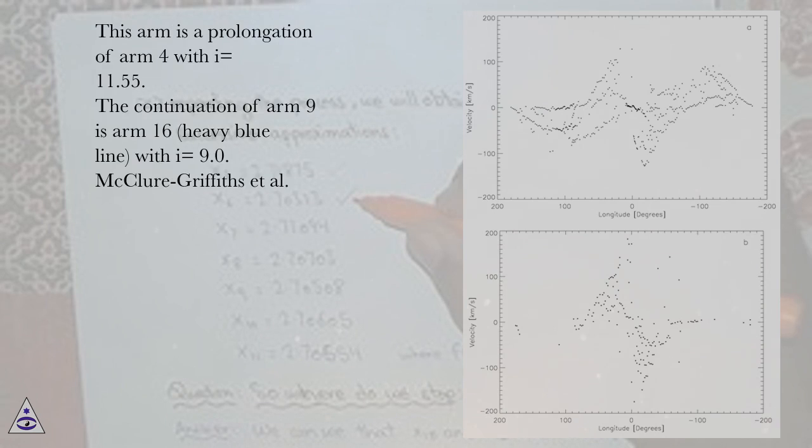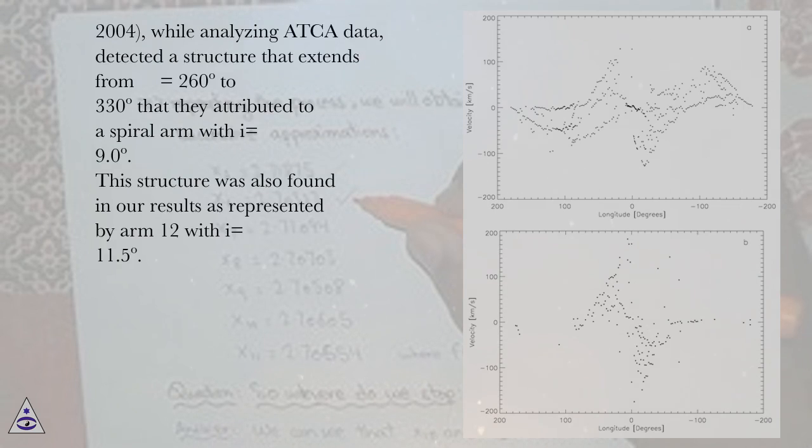This arm is a prolongation of arm 4 with i equals 11.55. The continuation of arm 9 is arm 16, heavy blue line, with i equals 9.0. McClure-Griffiths et al. 2004, while analyzing ATCA data, detected a structure that extends from L equals 260 degrees to 330 degrees that they attributed to a spiral arm with i equals 9.0 degrees. This structure was also found in our results as represented by arm 12 with i equals 11.5 degrees.